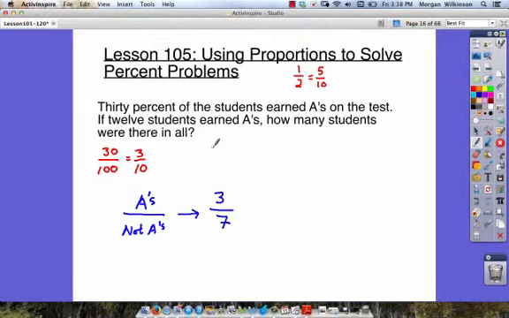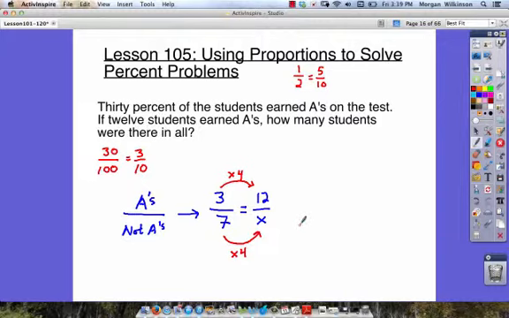If 12 students earned A's, how many students were there in all? So we're making a proportion that's equal to 12 over some number, and we're going to call this x, just as a variable. That's what we need to figure out. Well, we know that 3 times 4 is 12, so when we're writing our proportion, 3 times 4 gives us 12. So we can multiply the bottom number by the same thing, times 4. 7 times 4, that must be 28.